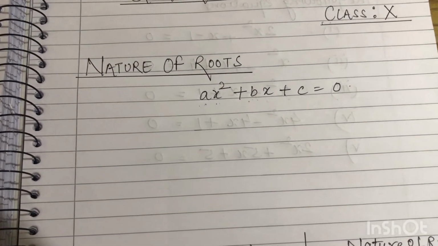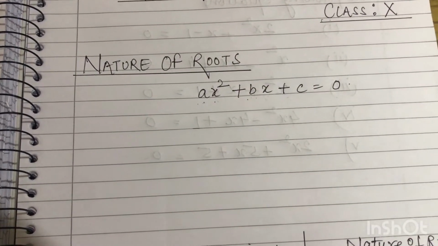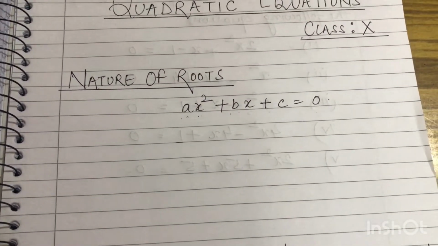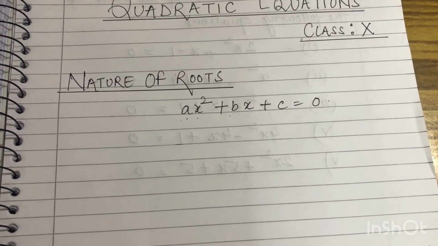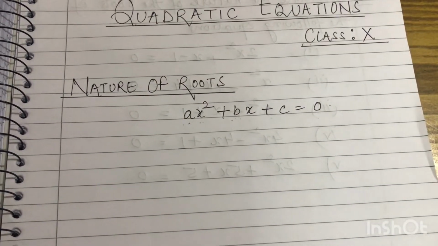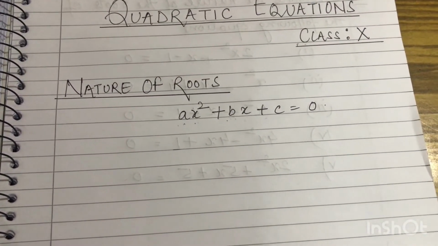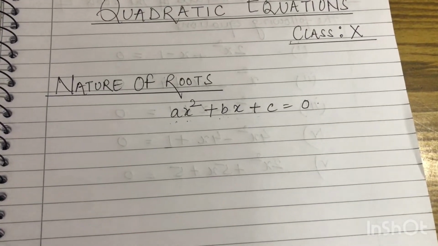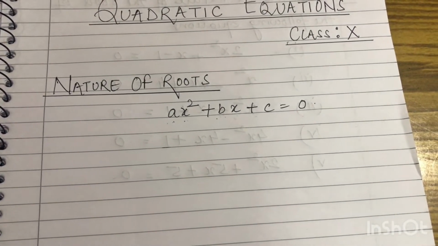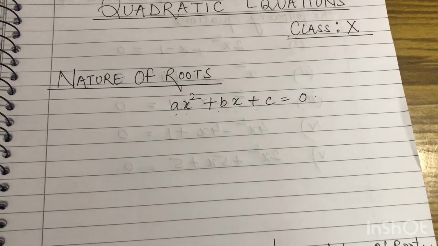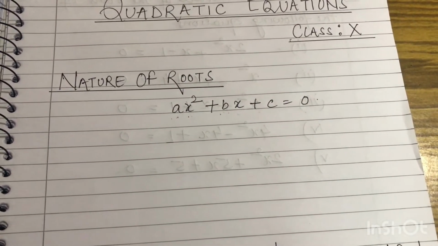So now what are roots? Roots are the values of a variable which satisfy the given equation. Means there will be two such values of roots, because two values will be there since it is a quadratic equation. So two such values which will satisfy this given equation are known as the roots of the equation.